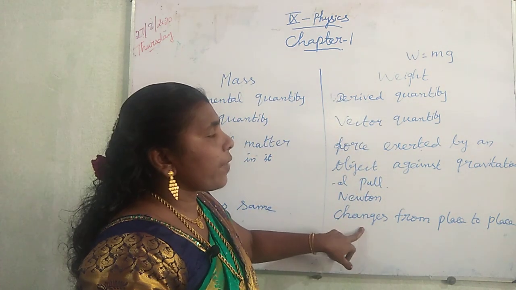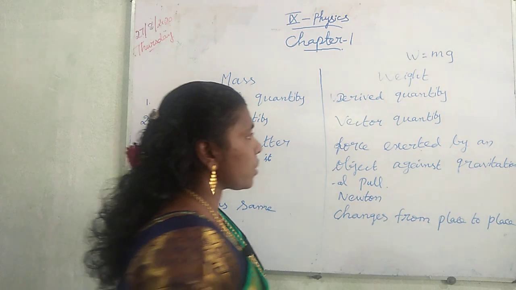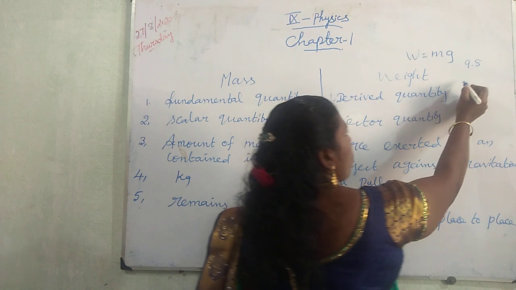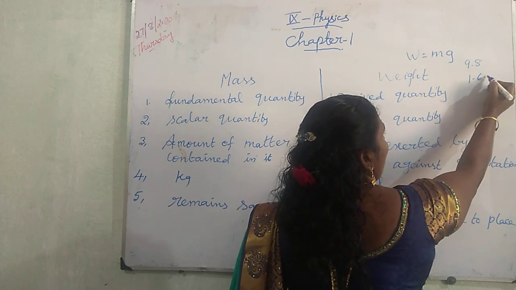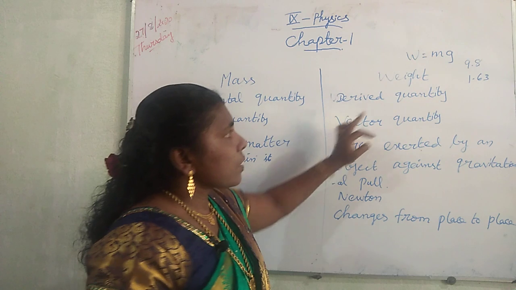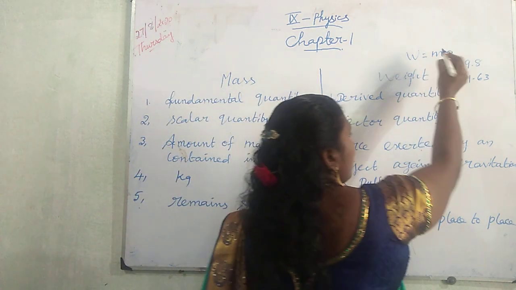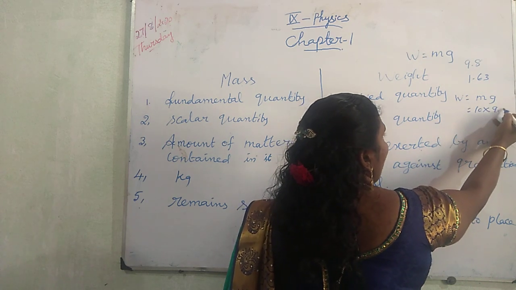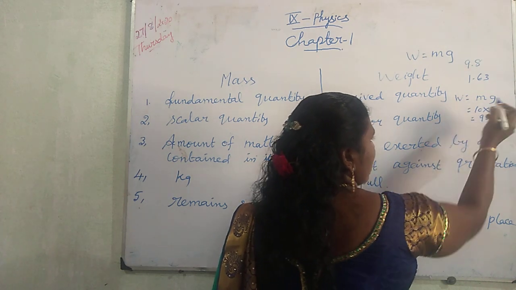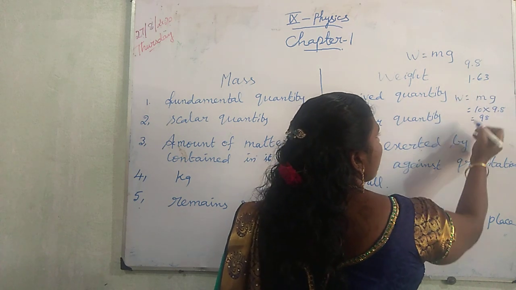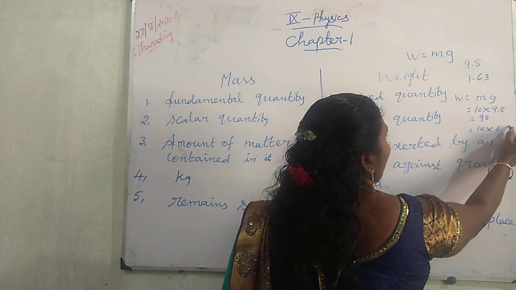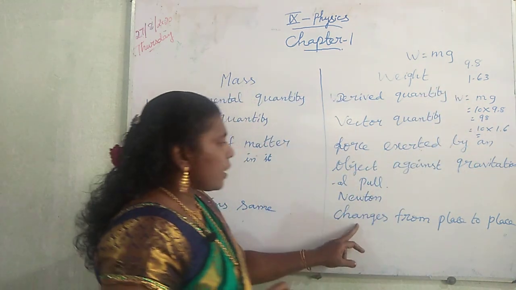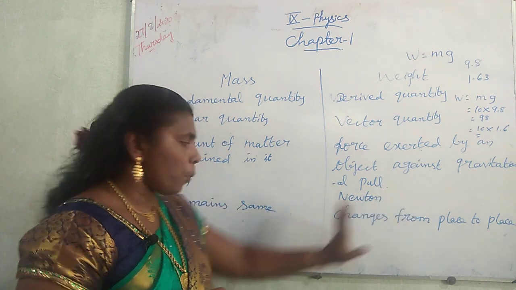Why do we say weight changes from place to place? The acceleration due to gravity on Earth is 9.8. But on the moon, the acceleration due to gravity is 1.63, so the value will change. Suppose the mass is 10 kilogram. By the formula W equal to mg, 10 into 9.8, we get 98. On the moon, the mass 10 into 1.6 gives a value 6 times lesser than Earth. So the weight changes from place to place.